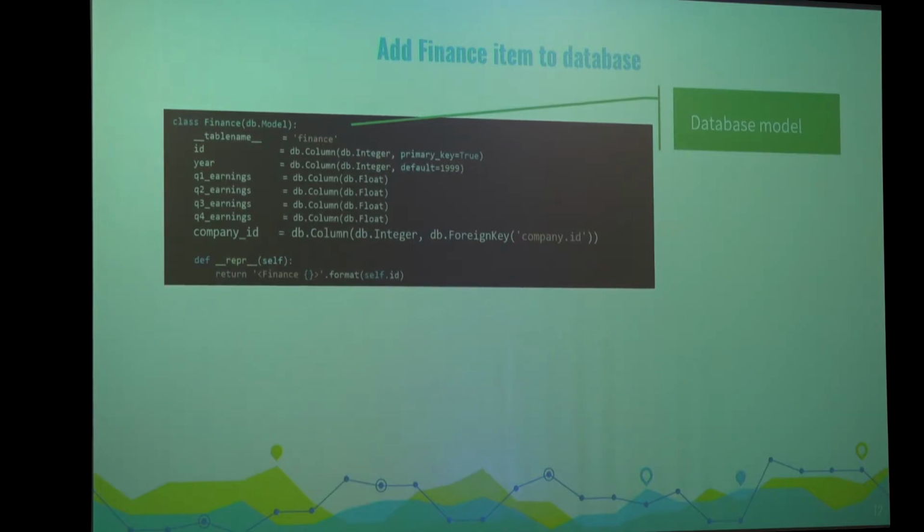The company ID is an integer and it's a foreign key, and it's related to a company table.id. So the ID part of a company table. So we've created the model. How do we use the model?